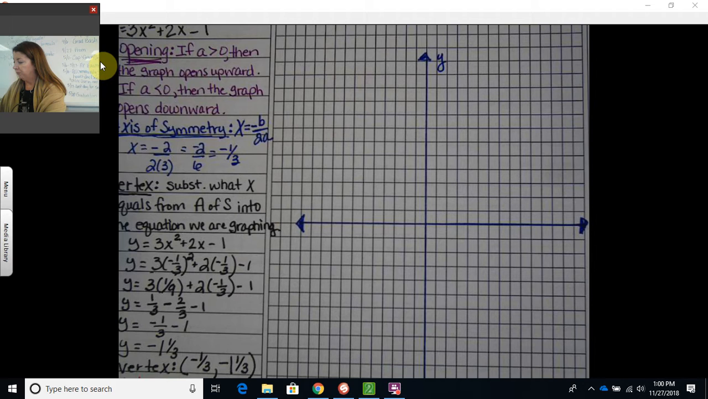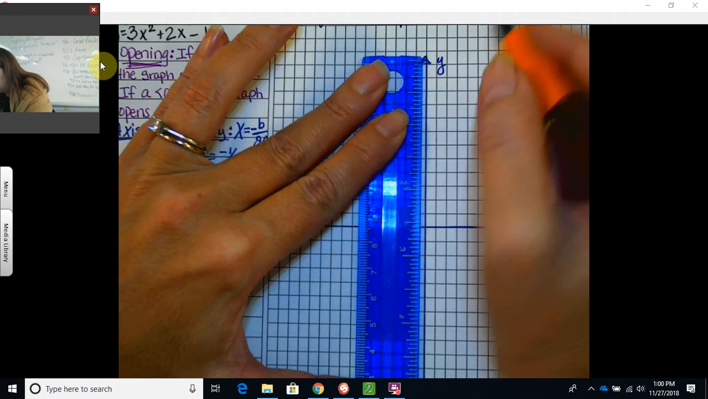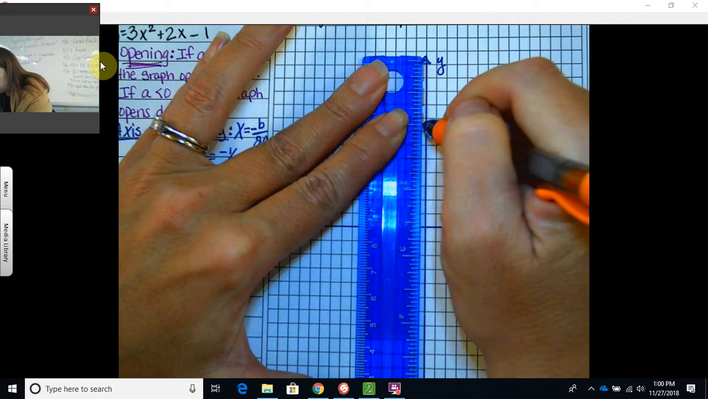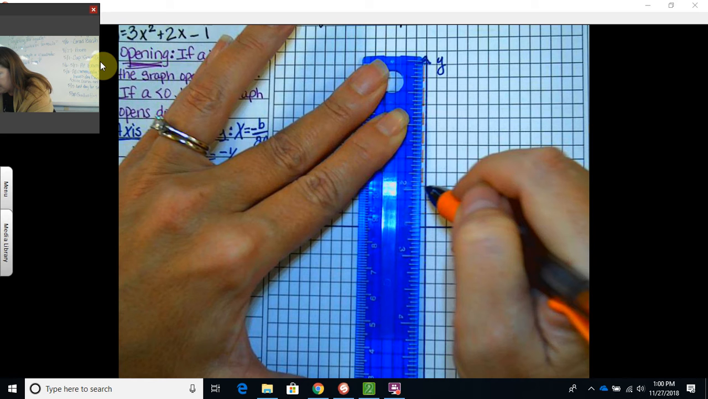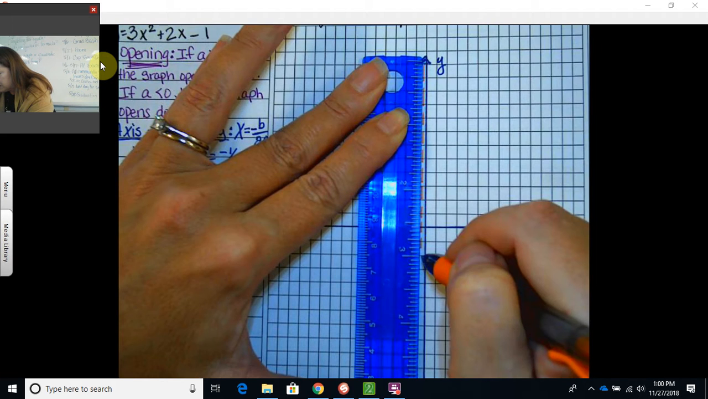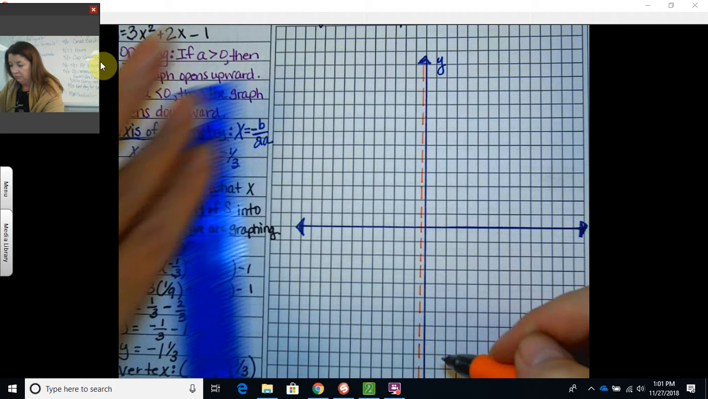Okay, so let me draw that in. And I usually like to plot my vertex first. It doesn't matter which one you do because they don't change. So on the x-axis, I'm going to have a vertical line that goes through negative 1/3 on the x-axis. Of course, I'm going to have to estimate where negative 1/3 is. And that was my axis of symmetry.